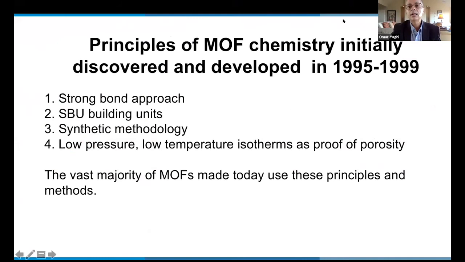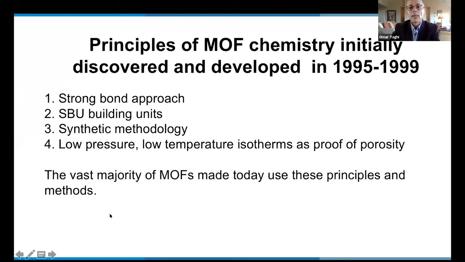So the principles of MOF chemistry, the foundation that was laid back in 1995 to 1999, are: the strong bond approach gives you robust structures, open structure, architecture robust. The SBU approach is absolutely necessary to designing these, using the SBUs as anchors. The synthetic methodology, the ability to really lay out the conditions under which to crystallize these and make them as well-defined materials. And then of course, the measurement of the low pressure, low temperature isotherm, which is the gold standard for proving porosity. These four things define what is being commonly used today to study MOFs and characterize MOFs.